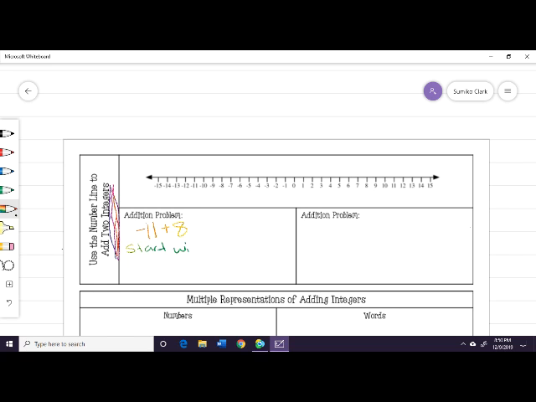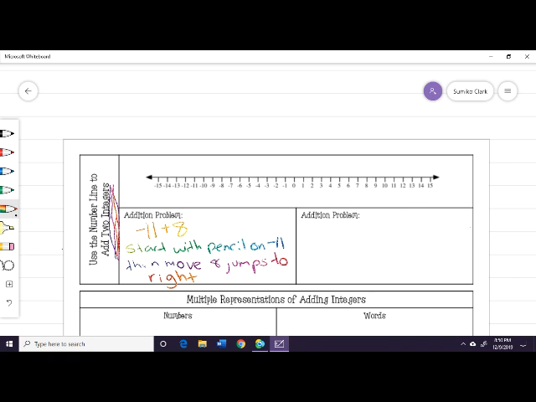Start with pencil on negative 11. Okay, so that would be here. You're going to start with your pencil tip there. Then move 8 jumps to the right, because we're adding, so we're going to get bigger.